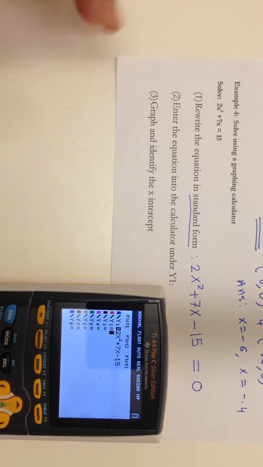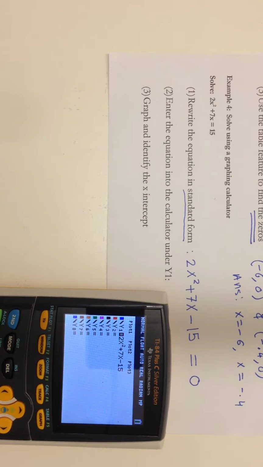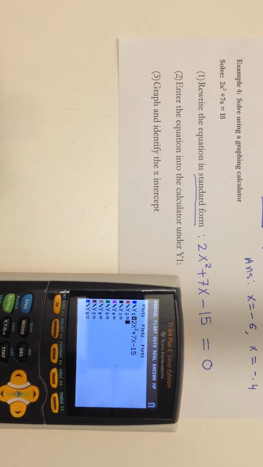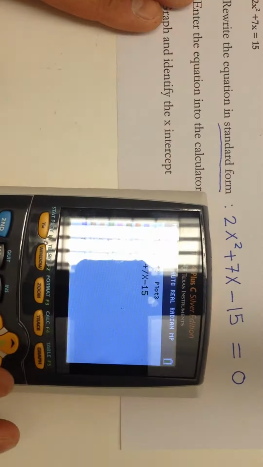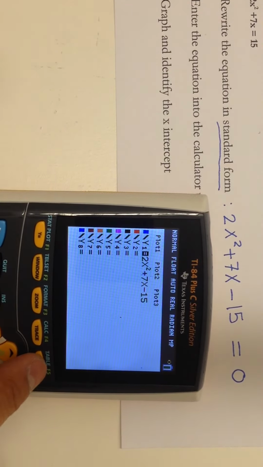If you need additional time typing in the equation, you're more than welcome to pause the video. Once we have typed the equation in, we're going to go ahead and graph the equation and identify the x-intercept. So I'm going to zoom in on my graphing calculator so that you can see a little better. To graph the equation, you just hit graph.